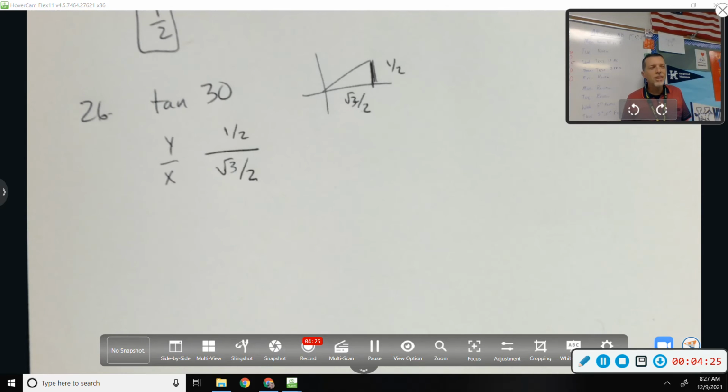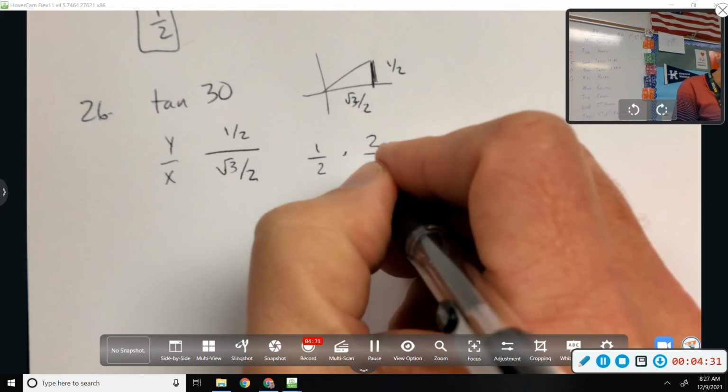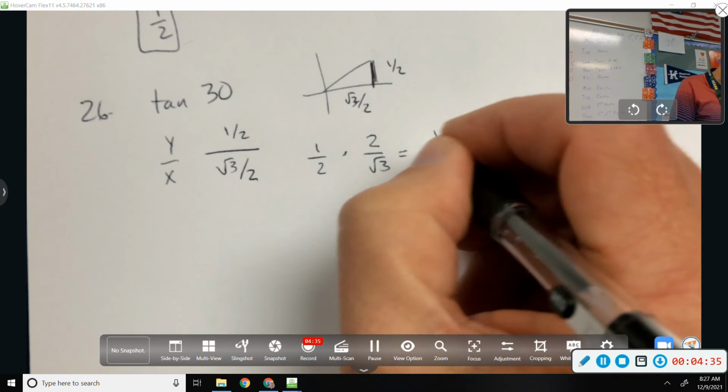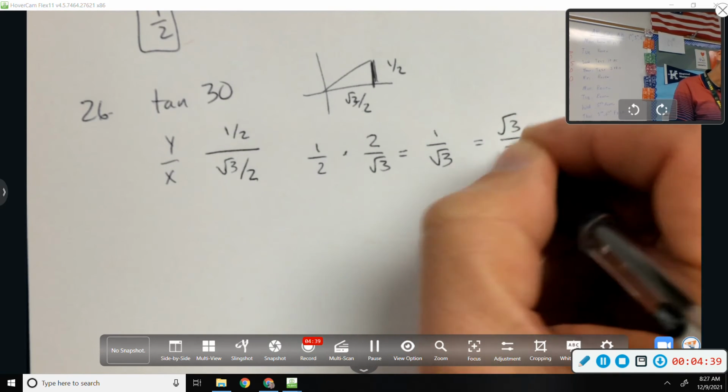After you've done a few of these, you'll figure out how to reduce that pretty quickly. But for now, I will slow down and take the time to keep it, change it, flip it. I get 1 over square root of 3. And then when I fix that, I get root 3 over 3.